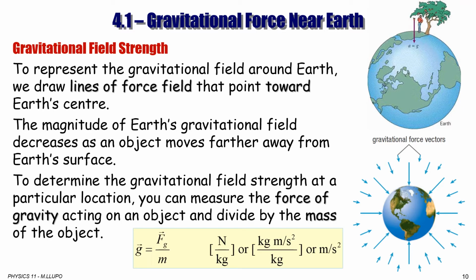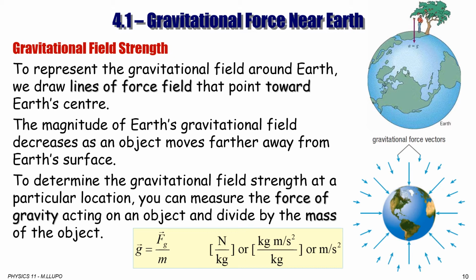Now, mathematically, we can determine the gravitational field strength at a particular location. You can measure the force of gravity acting on an object and divide it by the mass of the object. So the formula is g equals Fg over m. The unit of force is the newton and the unit of mass is the kilogram. So the unit of gravitational field strength is newton per kilogram, or force per unit of mass.